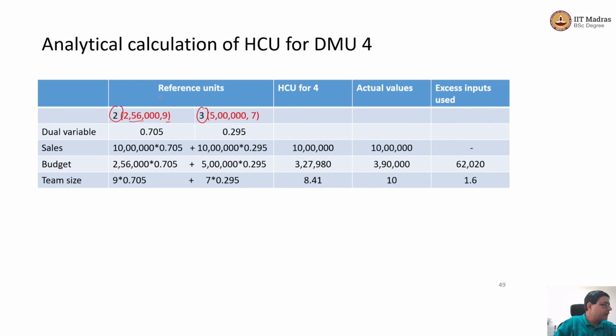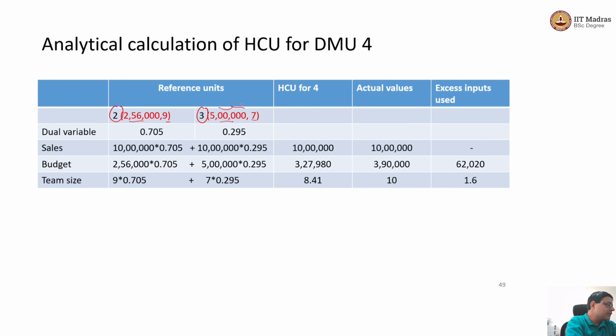For DMU2, these are the coordinates. For DMU3, it was spending a budget of 5 lakhs. It was using a team of 7 people and it was generating a sales of 10 lakhs. Right. So those were the coordinates of 3.